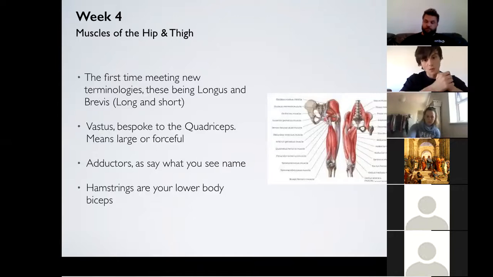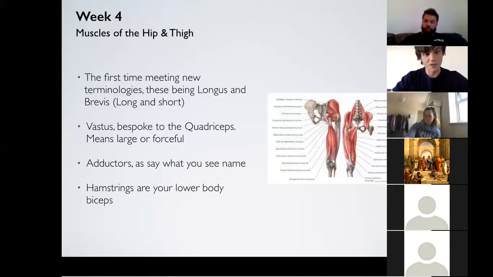Vastus is bespoke to the quadriceps. That's pretty mainstream terminology: vastus, quadriceps, intermedius, medialis and lateralis. So vastus is bespoke to the quadriceps themselves. It means large or forceful, from whatever you can Google in Latin, but that's generally remembering there. Adductors is the say-what-you-see name. It's just adductors, followed by the branch of the adductors, and hamstrings, which are essentially your lower body biceps, which we'll look into further on.